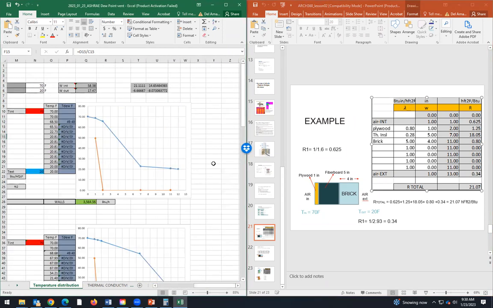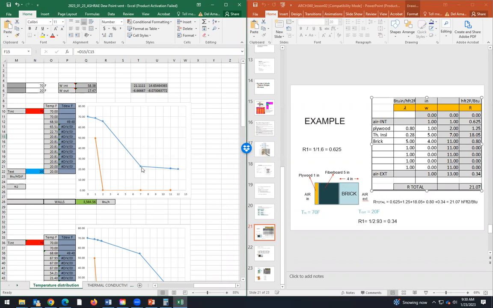And here we have the temperatures. If we hover the mouse here, I see that the temperature here is 68.5. The temperature here is 65.5. The temperature here is 22.73, and the temperature here is 20.81. And here is 20.